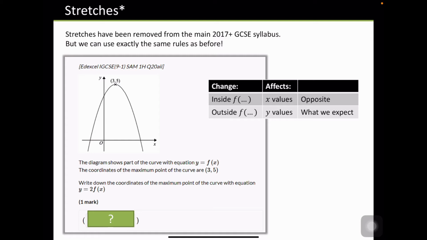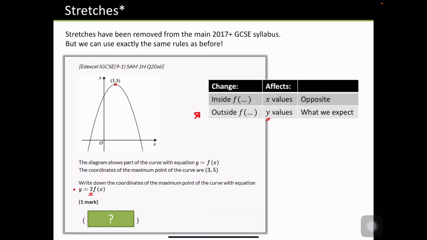So let's look at this question. The diagram shows part of a curve with equation y equals f of x. The coordinates of a maximum point, so this one, are (3, 5). Write down the coordinates of the maximum point of a curve with equation y equals 2f of x. So firstly, looking at this table here, the value is outside the brackets, so it affects the y values. It does not affect the x value, that stays the same.